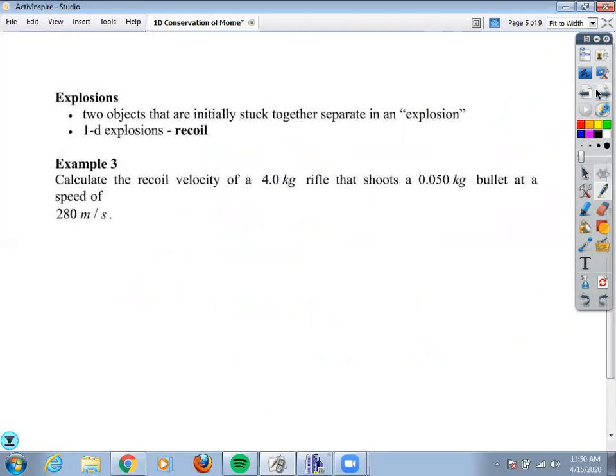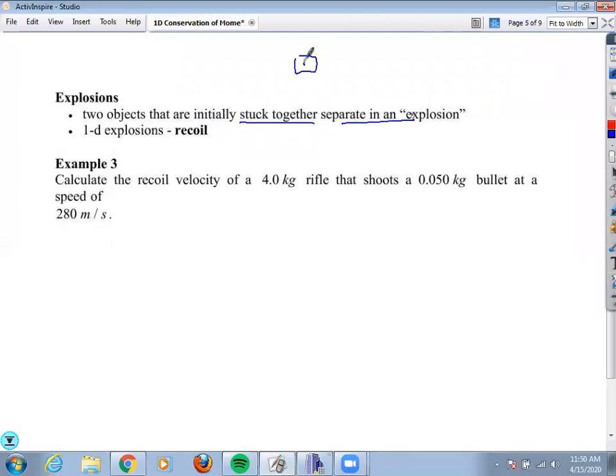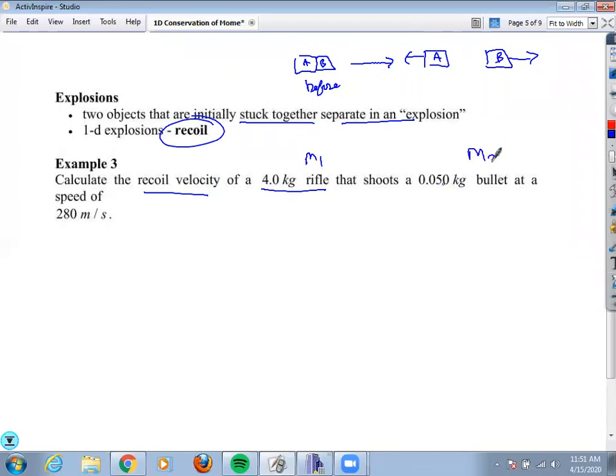Recoil. Recoil is when two objects that are initially stuck together separate. So we have A and B before, and they separate afterwards. And what will happen is that they will move in opposite directions. And that's called recoil. Okay. Calculate the recoil velocity of a 4-kilogram rifle, which we'll call mass 1, after it shoots a 0.05 kilogram bullet, M2, at a speed of 280 meters per second.